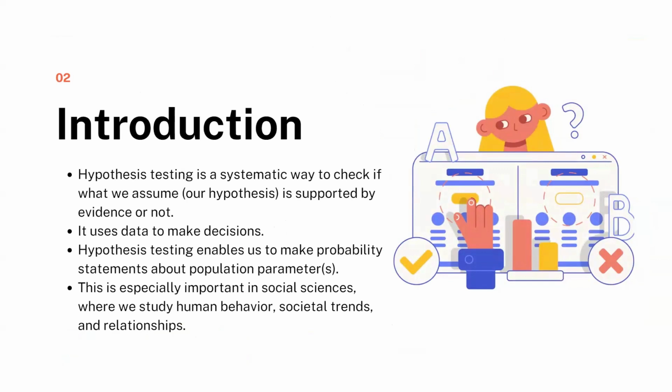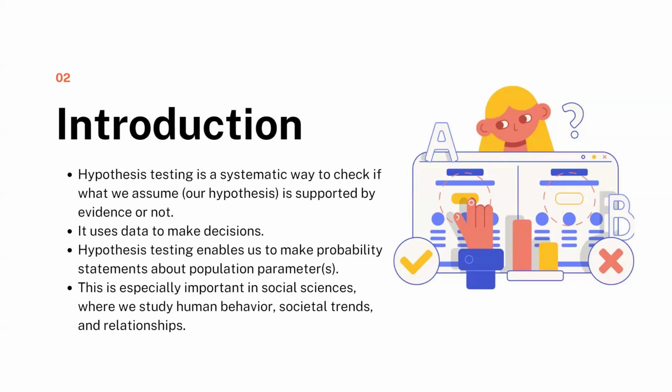So first, hypothesis testing is a systematic way to check if our assumptions are correct or not. In simple terms, when we have an idea or a guess about something, what we call a hypothesis, we use this method to see if there is evidence, like data, which supports it. It is a process that relies on data to help us make decisions instead of guessing or assuming.